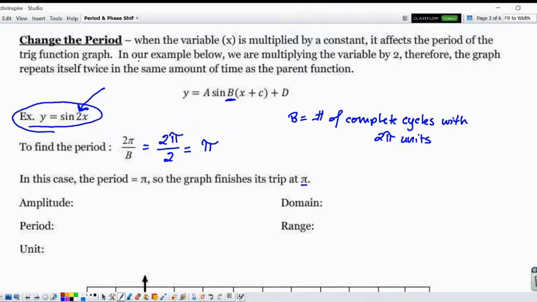All right, thinking about the other features of the graph, our amplitude has not been changed. It is still 1. Our period, we just calculated that as pi. So when we go to think about marking our x-axis, our unit is pi over 4. We can't reduce that, so we're going to put a mark every pi over 4. Our domain would be negative infinity to positive infinity. And our range, because we haven't changed the amplitude or shifted our graph vertically, is negative 1 to 1.